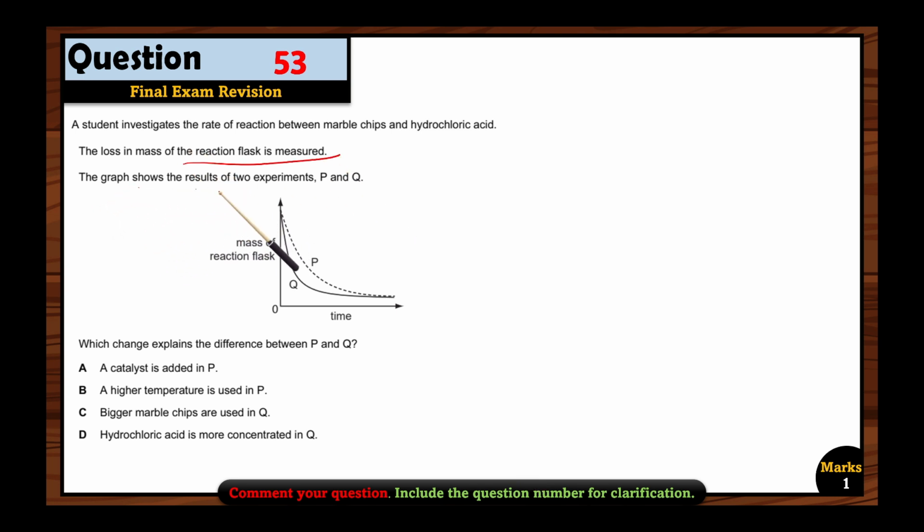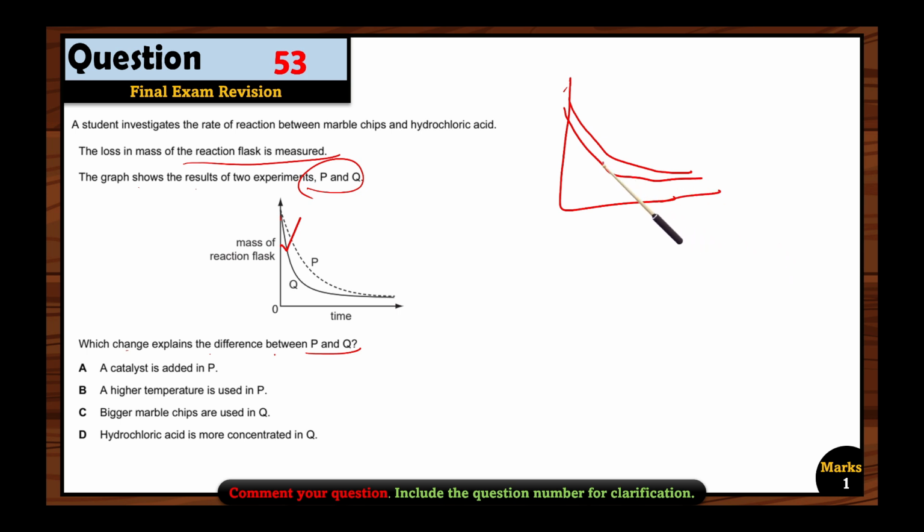The graph shows the results of the two experiments P and Q. Which changes explain the difference between P and Q? A catalyst is added in P. If you see, Q is faster than P. If the graph is going from top to bottom, then the lower line means the reaction is faster.